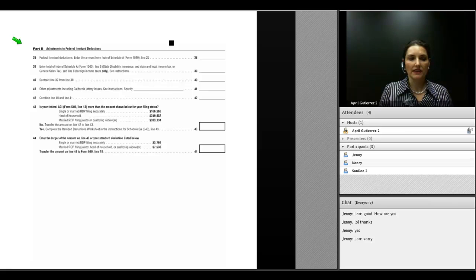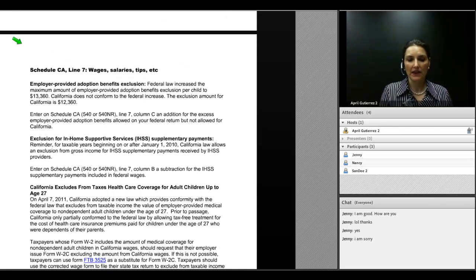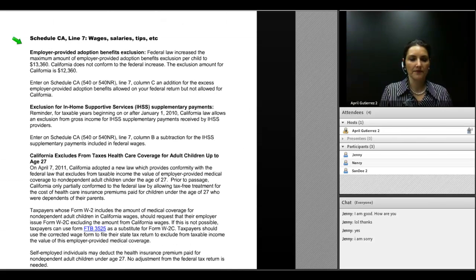And then on Part 2, on side 2 of the form, we look into adjustments to federal itemized deductions. And that is, if the federal allowed a certain amount of itemized deduction, is California going to allow the same amount of itemized deduction or a different amount? So let's take a look at some of those differences. With California Schedule CA, line 7 is the first line that we're going to look at.